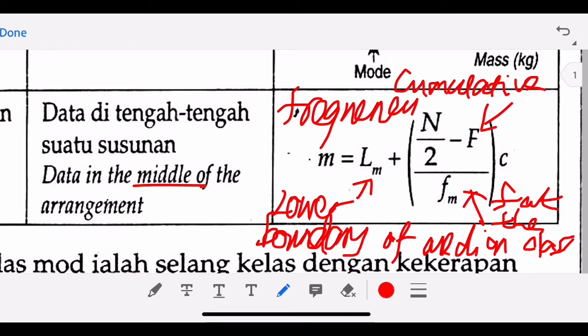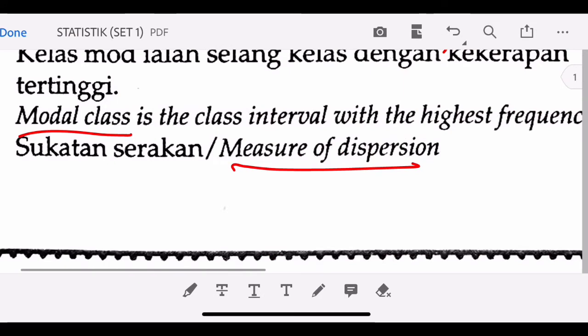So please make sure you follow the formula to get the answer for median. This is a very important formula. If you want to find the first quartile or third quartile, you have to modify the formula. If the median is n over 2, then for the first quartile it is n over 4, and for the third quartile it is 3n over 4. So you have to modify the formula so that you can find the first quartile and third quartile.